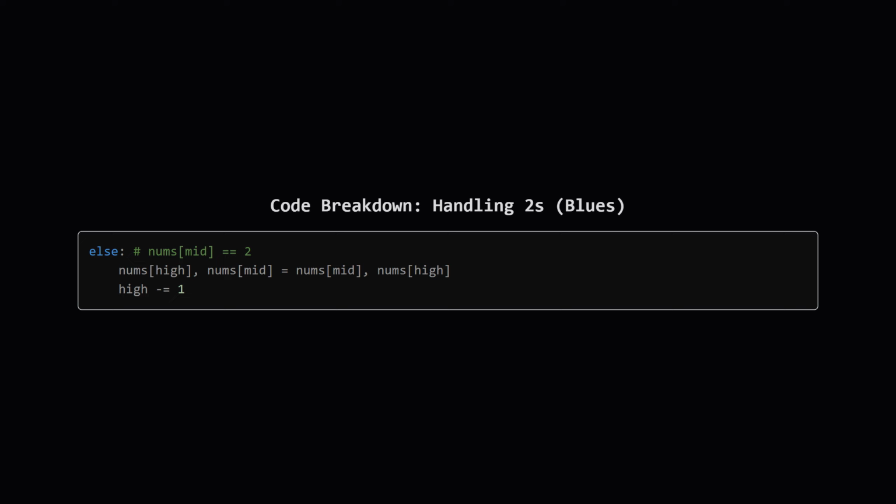Crucially, we don't increment current here. The element that just got swapped into the current position, it came from the high position, needs to be processed in the next iteration of the loop. It could be a 0 or a 1, so we need to re-evaluate it.